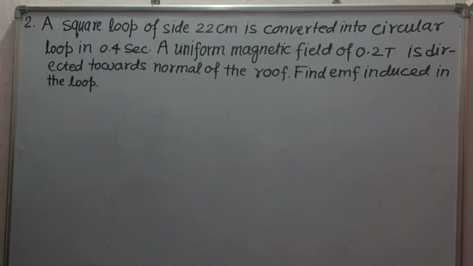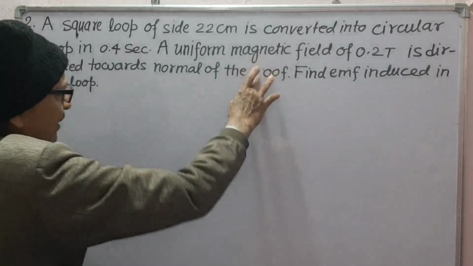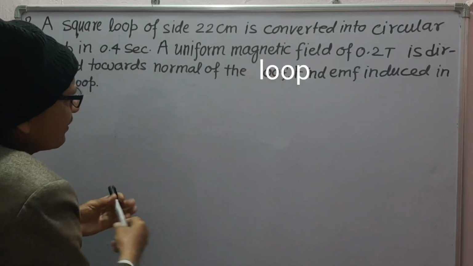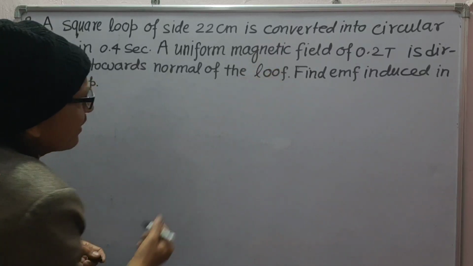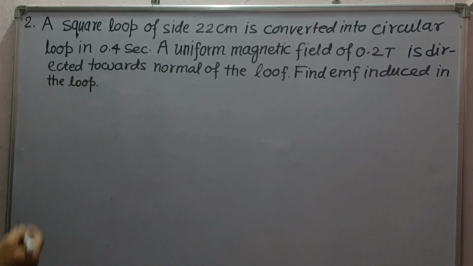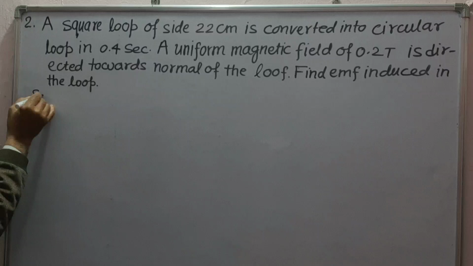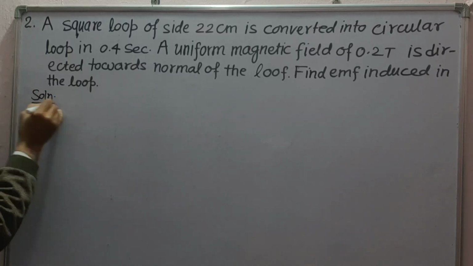The question is, a square loop of side 22 centimeter is converted into circular loop in 0.4 seconds. A uniform magnetic field of 0.2 Tesla is directed towards the normal of the loop. Find EMF induced in the loop. Now solution to question 2.